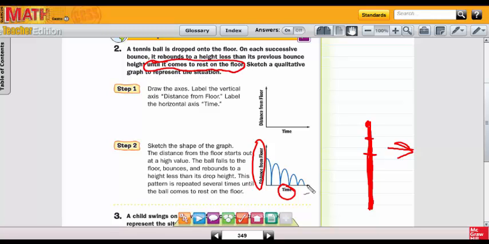I would say that they should have one additional thing here where you show that over a period of time the ball is at zero height. It doesn't just stop there. I would have continued this graph a little bit more to show that it comes to rest on the floor.